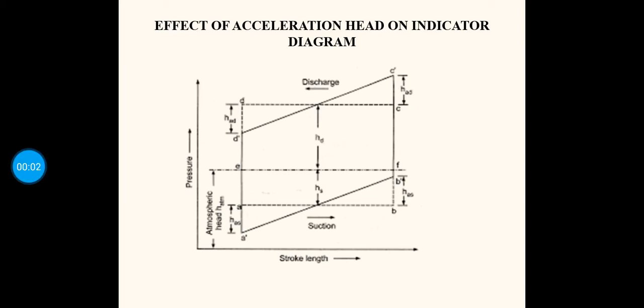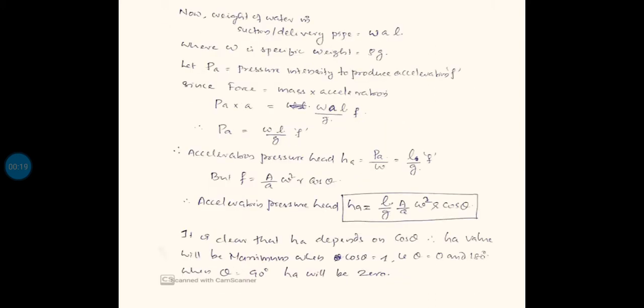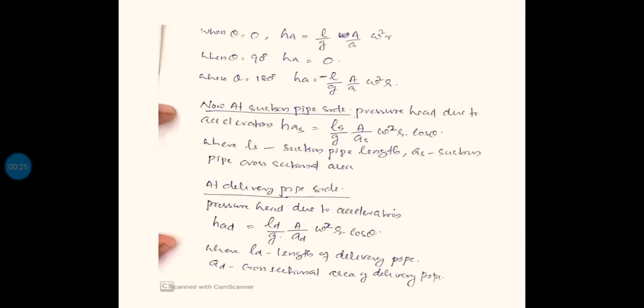Hi dear students, this is the fourth part of the fourth module of the subject ME 206 Fluid Machinery. In the third part, we derived an equation for the pressure head due to acceleration within the cylinder, HA equal to L by g, A by a, omega square r cos theta. When theta equals 0, HA equals L by g, A by a, omega square r; at theta equal to 90 degrees, HA will be 0; and when theta equals 180 degrees, HA will be minus L by g, A by a, omega square r. All of that we saw in the third part of this lecture.